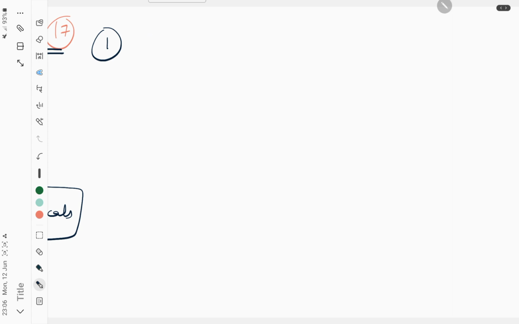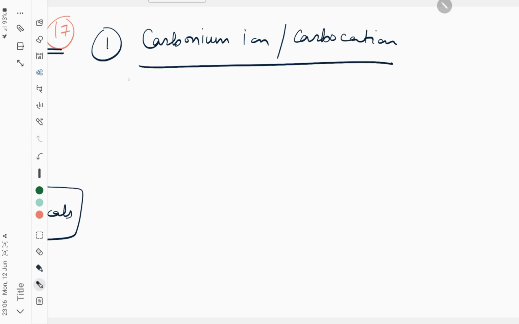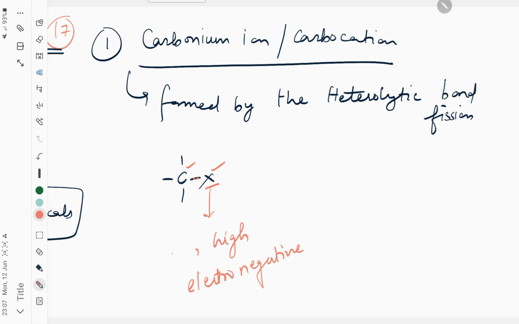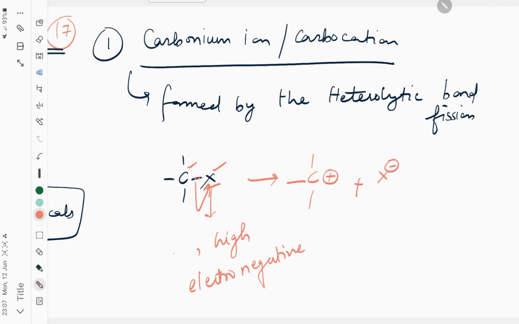Let's start. The first intermediate is the carbonium ion or carbocation. These are formed by heterolytic bond fission. What is heterolytic bond fission? Here you can see X is a different entity and C is a different entity. If X is highly electronegative, then the two electrons of this bond may shift towards X during the breakage of this bond. Ultimately this leads to the formation of carbon with positive charge and negative charge on X. So this entity is known as carbocation.